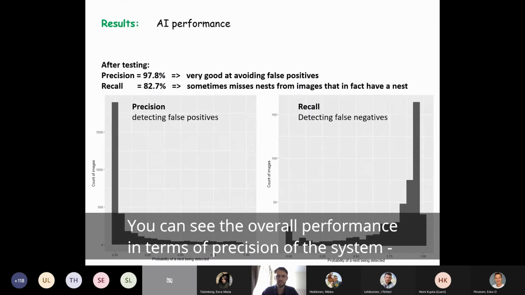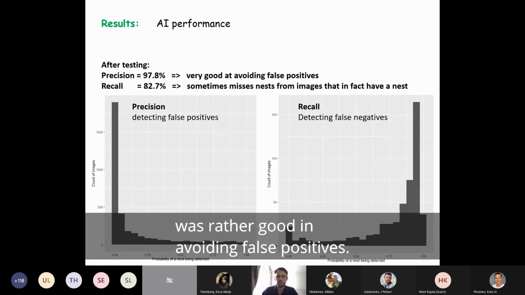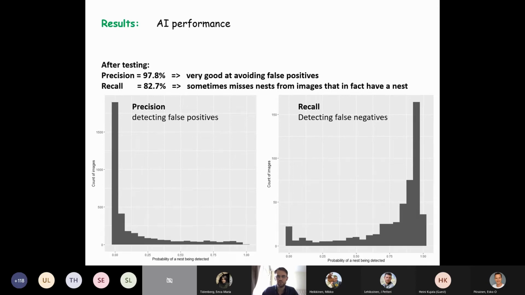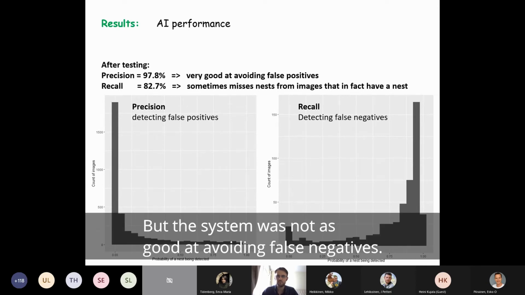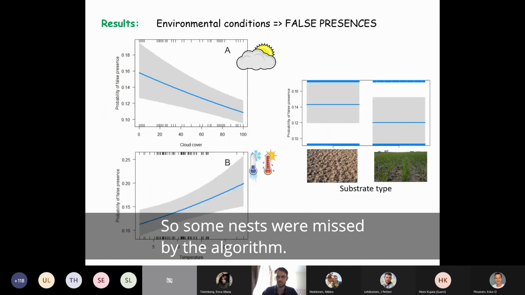And you can see that the overall performance in terms of the precision of the system was rather good in avoiding false positives. But the system was not as good at avoiding false negatives. So some nests were missed by the algorithm.